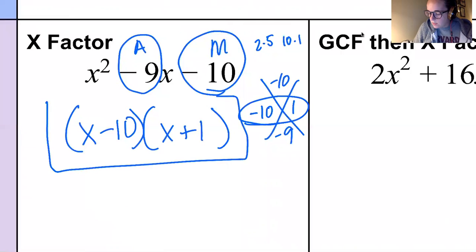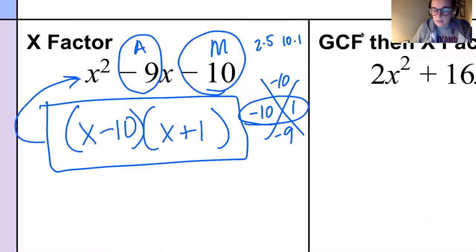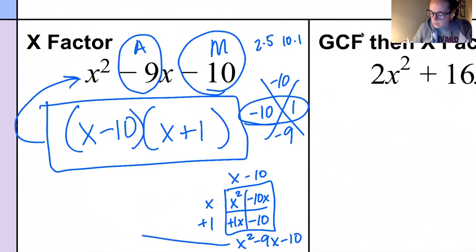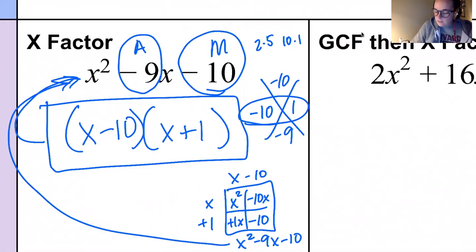Remember, you can always check your work, but this is the same as that, just written in a different way. You can always check our work by using the box method. So x squared minus 10x plus 1x minus 10 would be x squared minus 9x minus 10, which we see is indeed that original thing there. Okay, so if there is a 1 right here, that is our cue that there's an x factor.